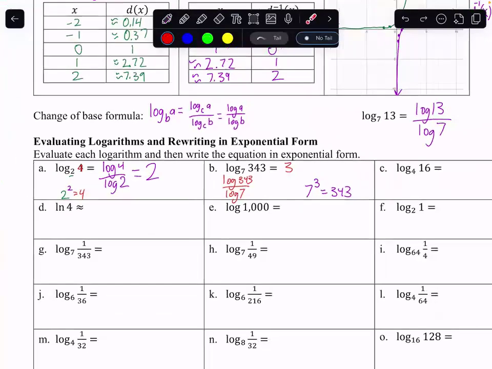All right, so I'm going to ask you to take a few minutes then and try out some of the following problems. Okay, so go ahead and give it a try and let me know if you have any questions.